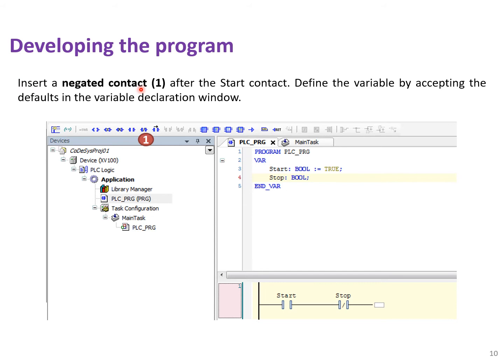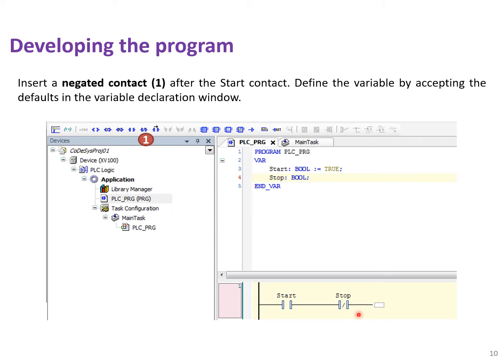Insert a negated contact. This is a negated contact here after the start button. So you just need to click here first, and then click on this negated contact. It will place that contact for you here.